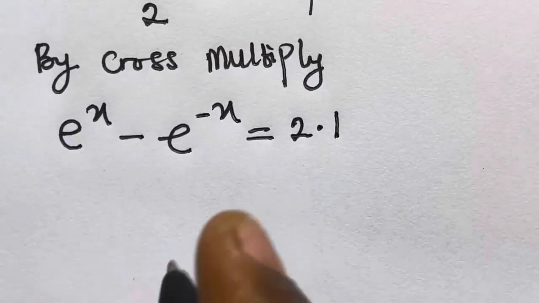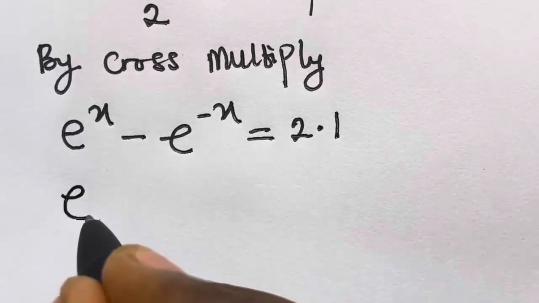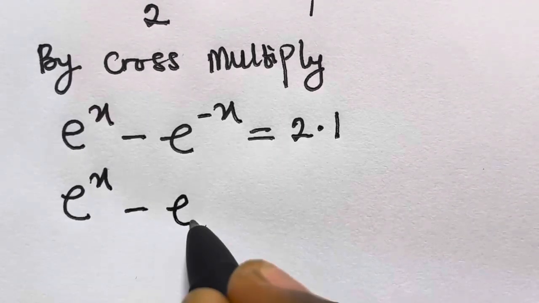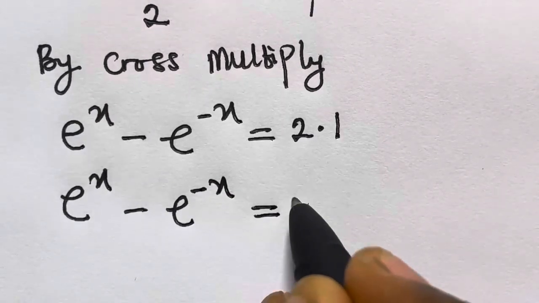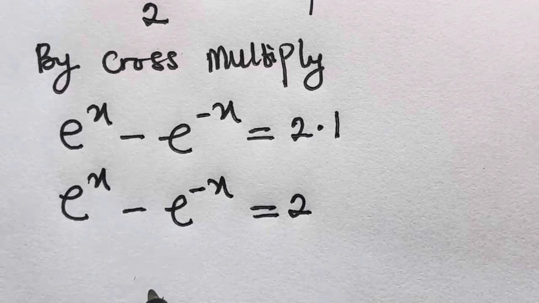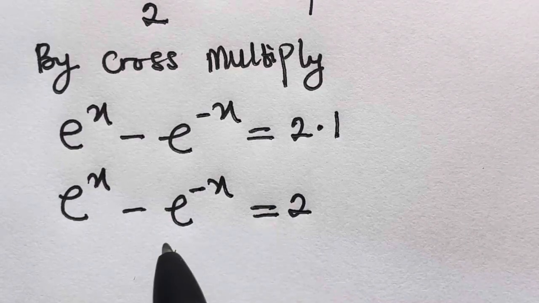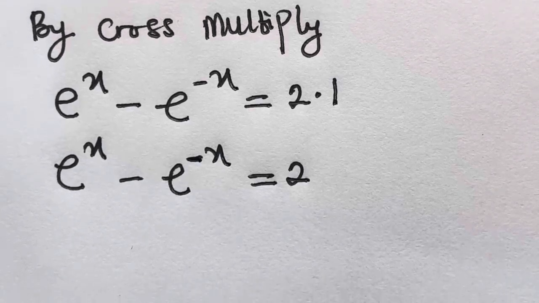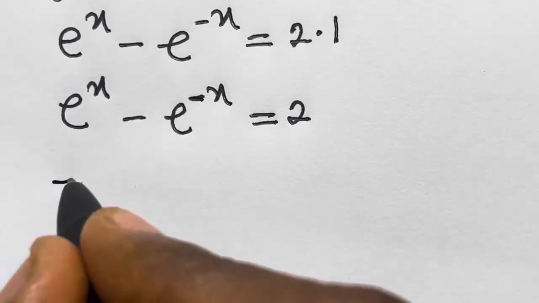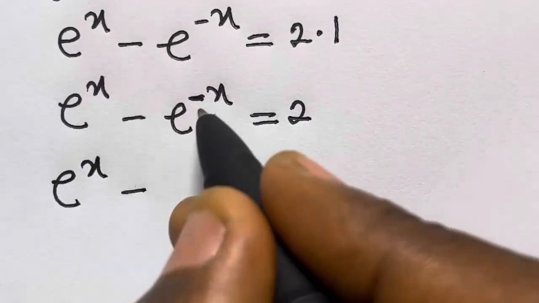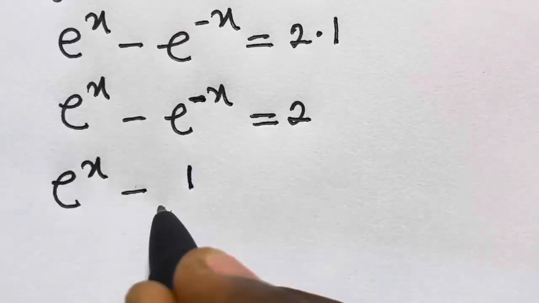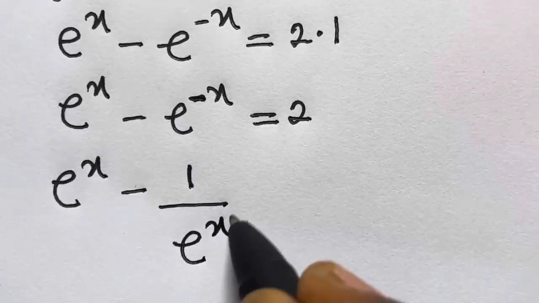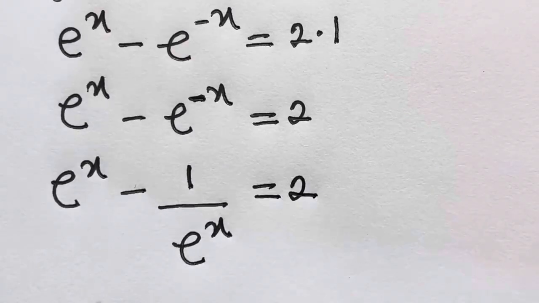So we have e^x - e^(-x) equals 2. From here, this is a negative index, and if you want to simplify it, it becomes e^x minus, this minus becomes 1 divided by e^x. This equals 2.